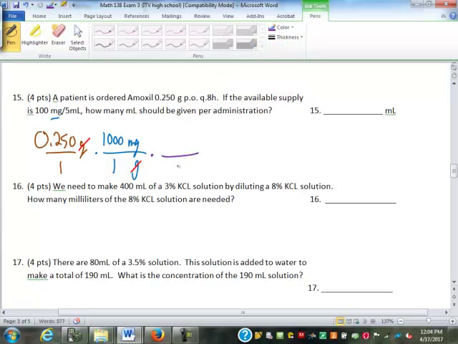Then we can use the 100 milligrams to milliliters. So 100 milligrams and 5 milliliters. So the milligrams are gone. So we've got 0.25 times 1,000 times 5 should be 1,250 milliliters over 1 times 1 times 100 is 100. So that divides out to be 12.5 milliliters.